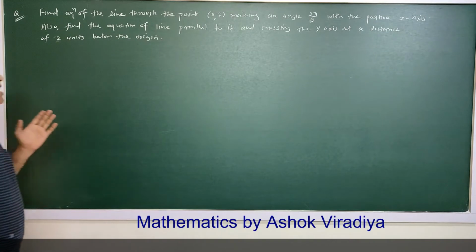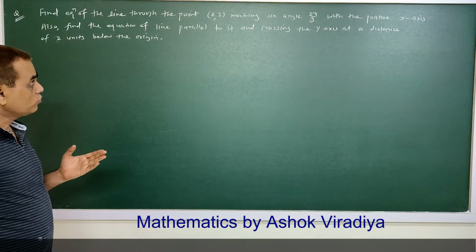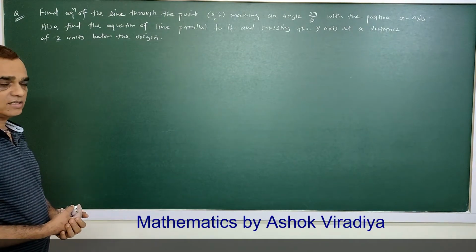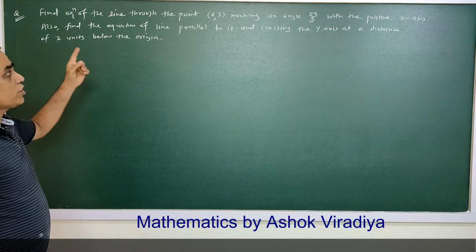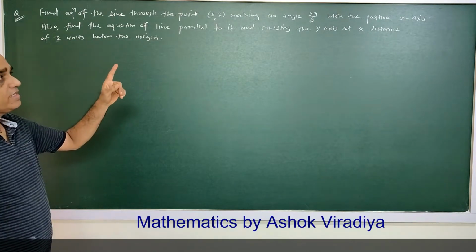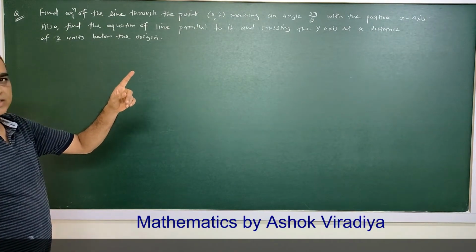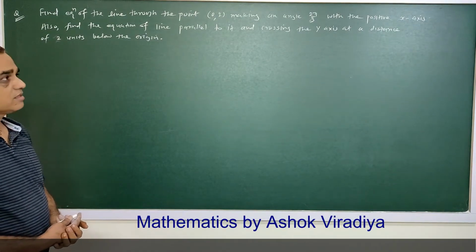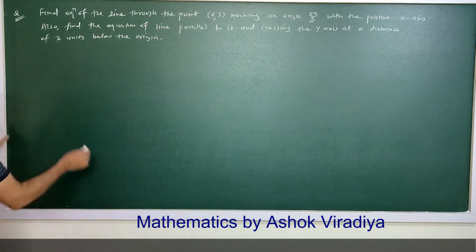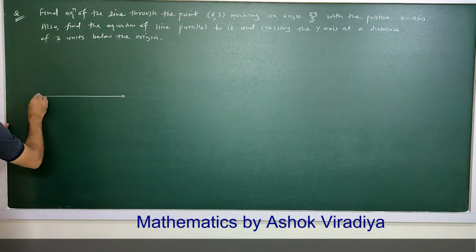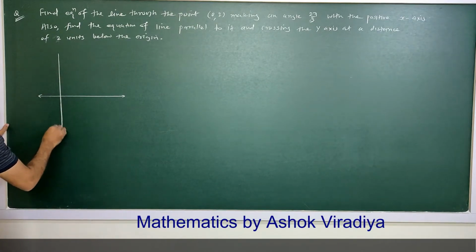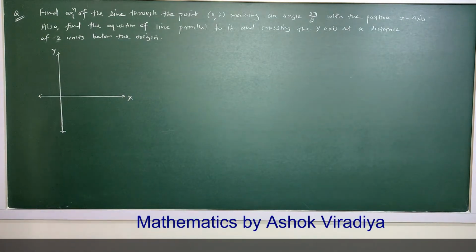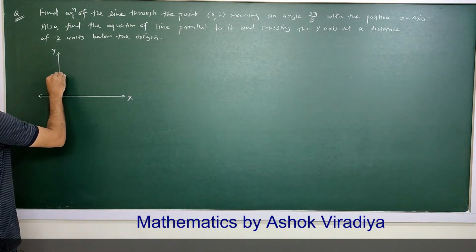Find the equation of the line through the point (0, 2), making an angle 2 pi by 3 with the positive x-axis. Also find the equation of the line parallel to it and crossing the y-axis at a distance of 2 units below the origin. So we show everything in a diagram. Here, this line is the x-axis, this line is the y-axis. Now the point (0, 2) lies on the y-axis.